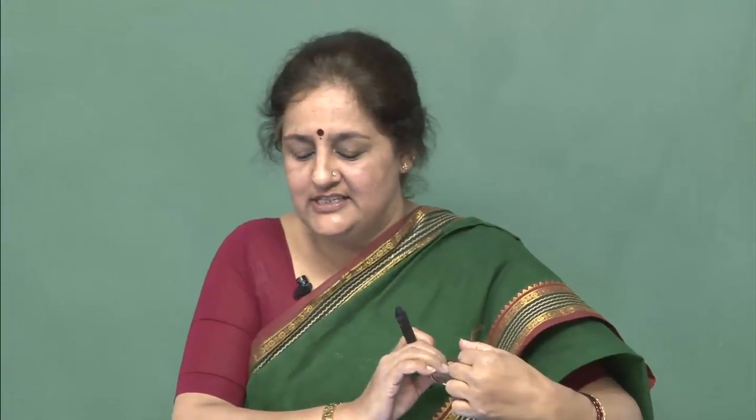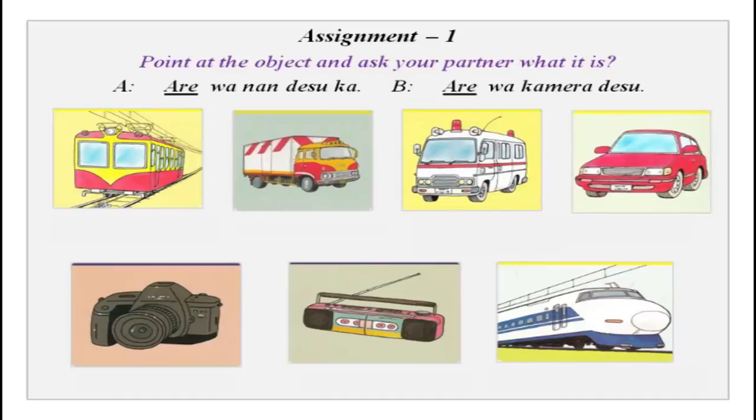Ja ne, minasan, hajimemashou. So, your first assignment was, point at the objects and ask your partner what it is. Now, over here, you have so many pictures for you. But the basic thing you had to practice was are, which we had done in lesson 5. The words were given in English and you were supposed to give the equivalent in Japanese. So, here are the words for you. I hope you have done it properly.